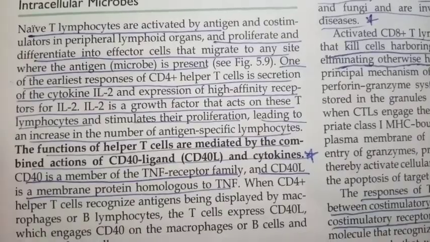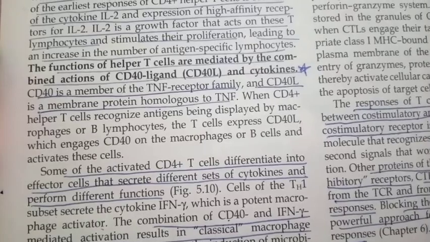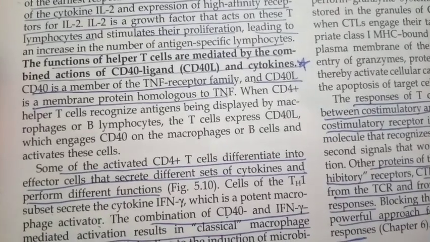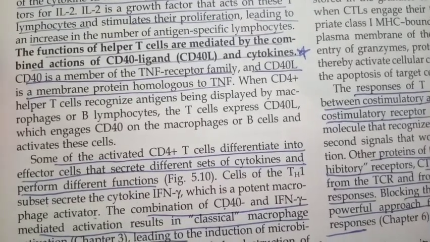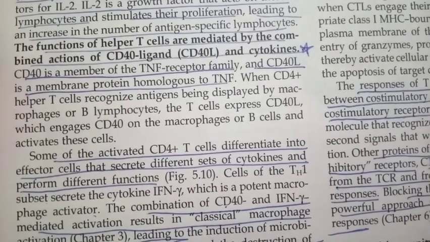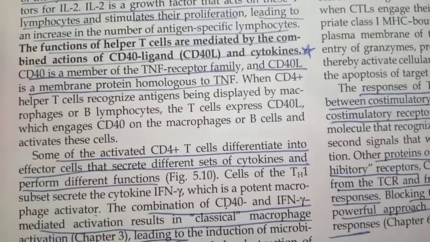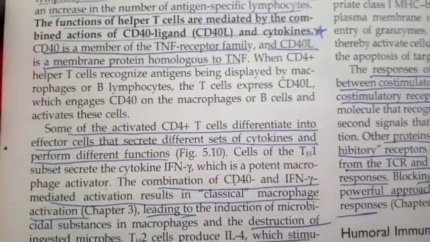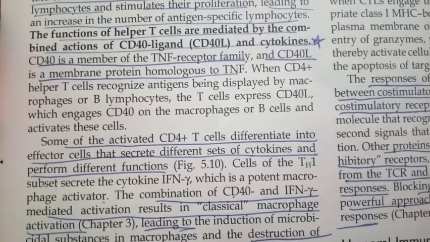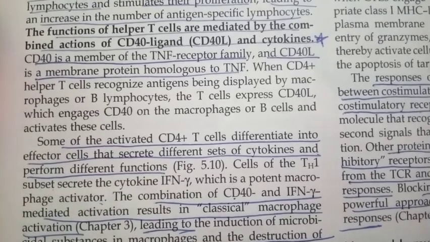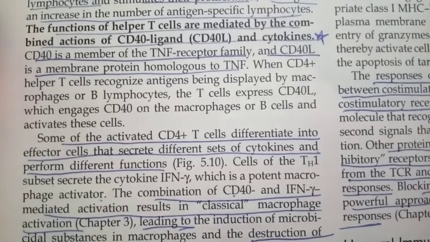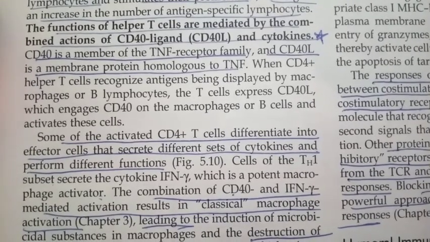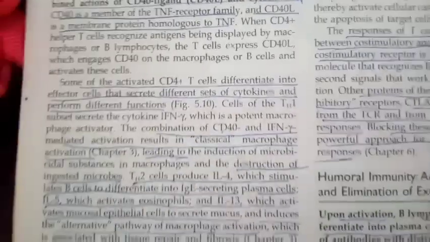The functions of the helper T cells are mediated by the combined action of the CD40 ligand and cytokines. CD40 is a member of the TNF receptor family and CD40L is a membrane protein homologous to TNF, and when CD4 helper T cells recognize the antigen being displayed by the macrophages or by B lymphocytes, the T cells express the CD40L, which engages the CD40 on the macrophages or B cells and activates these cells.